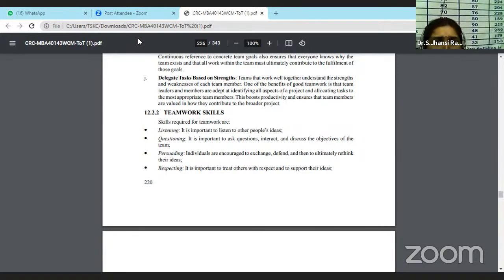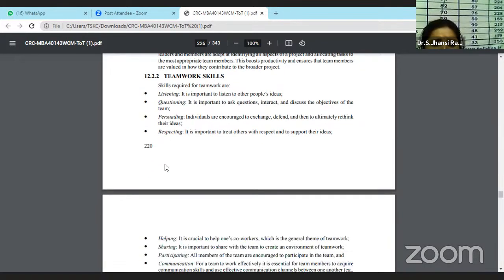Next, questioning. It is also important to ask questions, because when you question, if you are getting a correct answer, it means it's adaptable and can be used. When you interact and discuss the objectives of the team, then it is possible. The other skill is persuading, because individuals are encouraged to exchange, defend, and then ultimately rethink their ideas. And respecting, it should be mutual respect in the team.